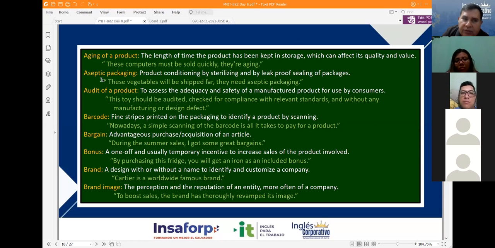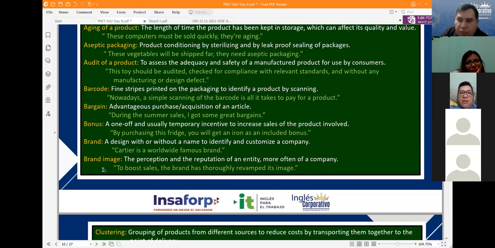Aging of a product. Aseptic packaging. Septic is contaminated, right? Sepsis means contamination. So aseptic means completely sterile. You have to sterilize it so it's completely sterile. Aseptic packaging. Audit of a product. Barcode. Bargain. Bonus. Brand. Brand image.